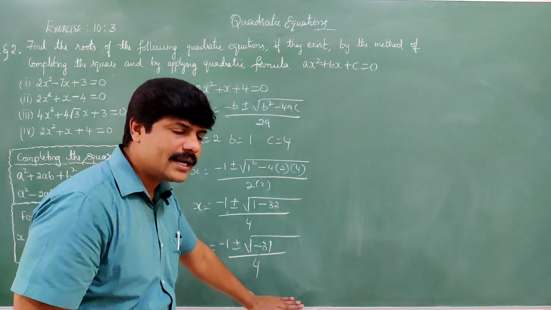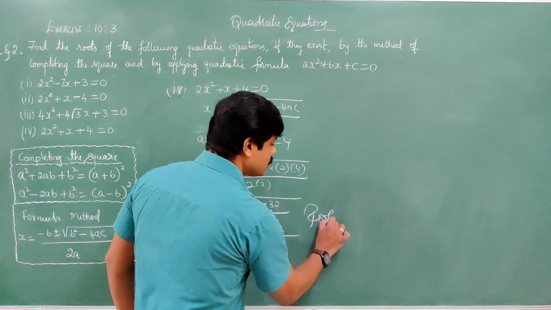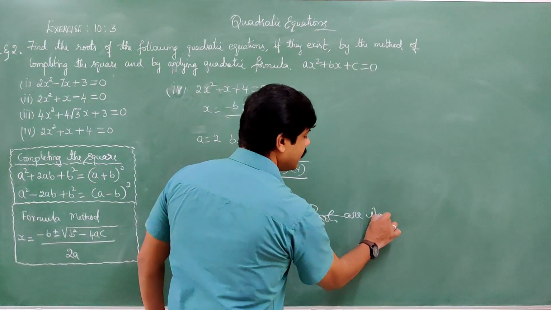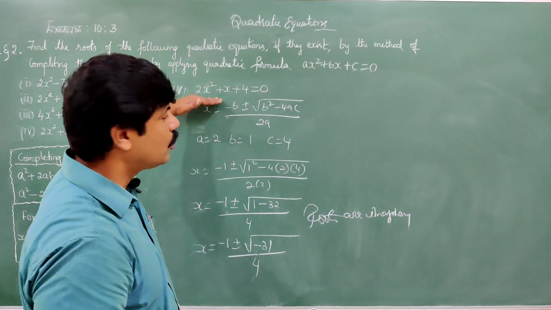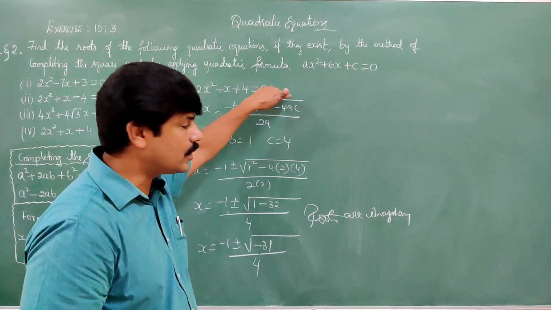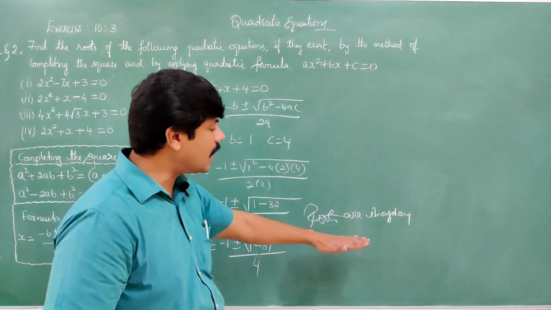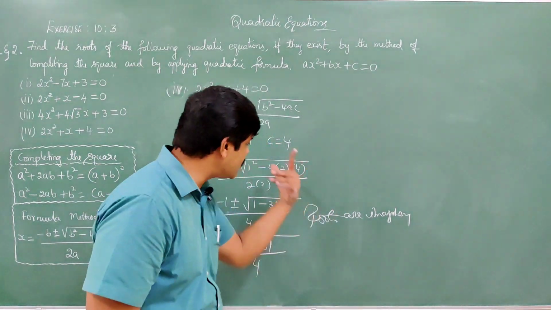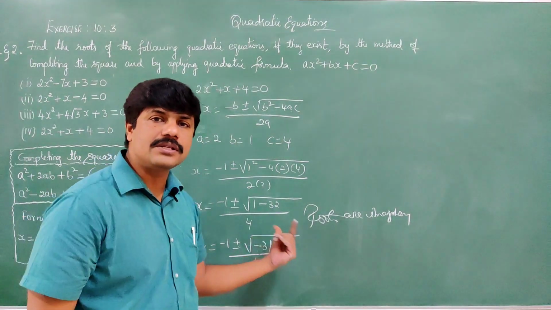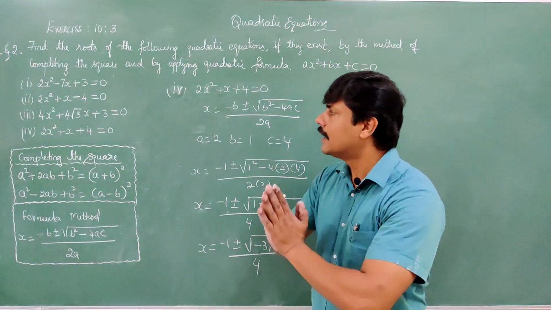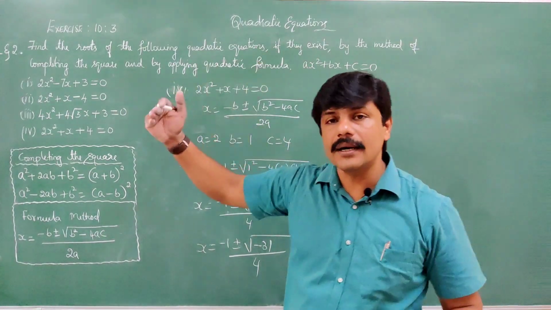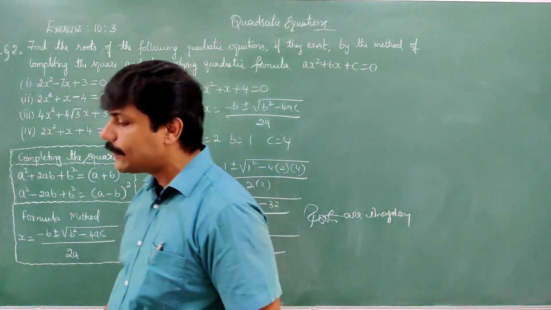Okay, roots are imaginary. Write down: roots are imaginary. Roots of which equation are imaginary? 2x square plus x plus 4 equals 0. So for this, the roots are imaginary. Why are the roots imaginary? Because we have got a minus value inside the root. Understand? Now I think it's clear. Directly we'll jump into the third main of this exercise 10.3.